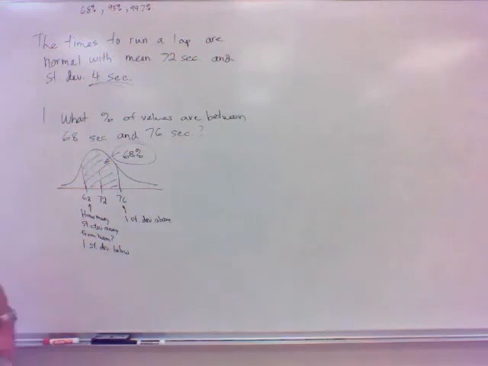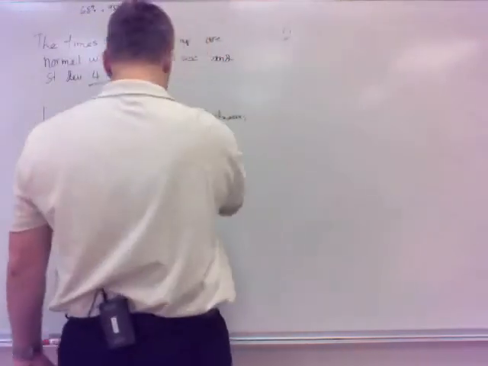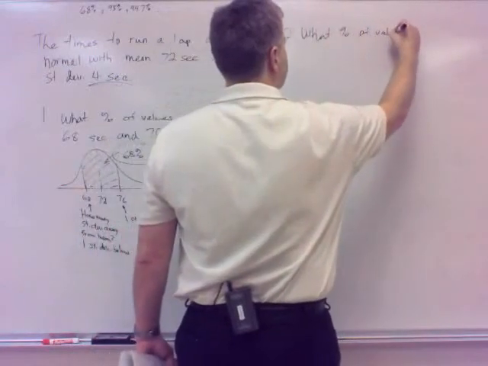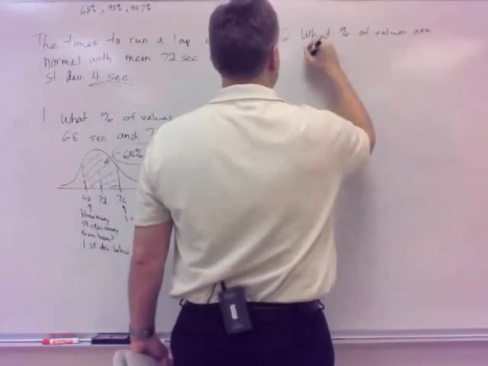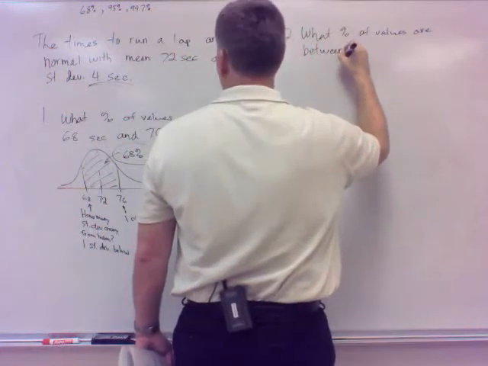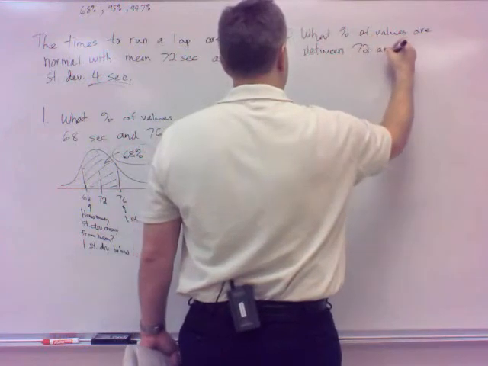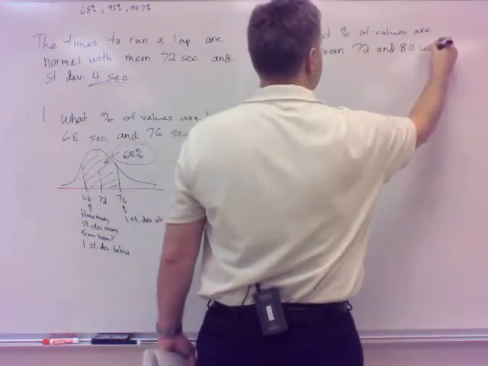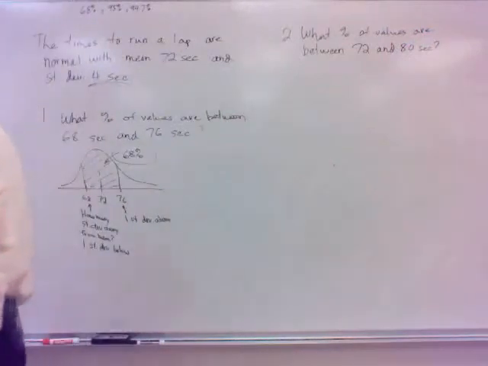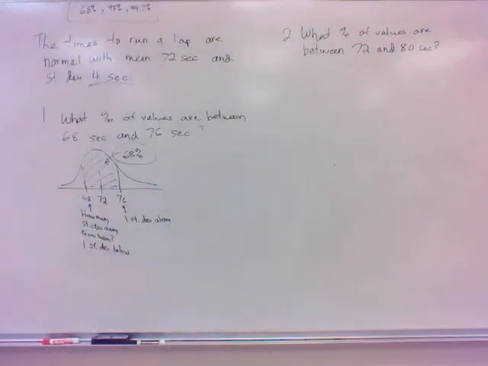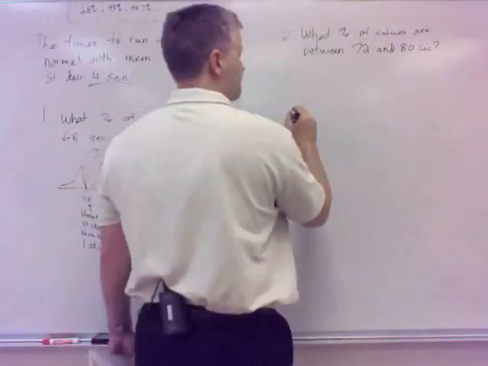Number 2. What percentage of values are between 72 and 80 seconds? Here's what generally will happen. We're going to want to know these three values. This is the way I look at it. What percentage of values are between 72 and 80?